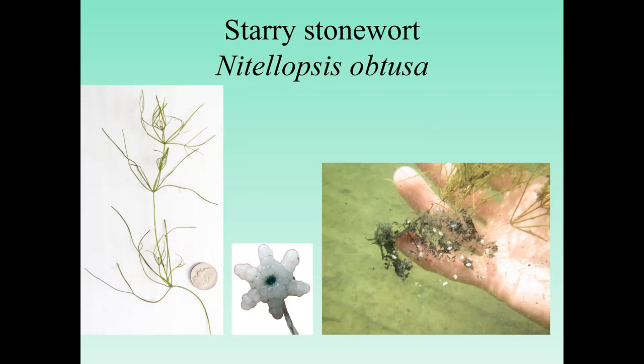So looking for the very large form, the stiff appearance out of water, and the little star-shaped bulbils would all be very good ways to tell this apart from others.